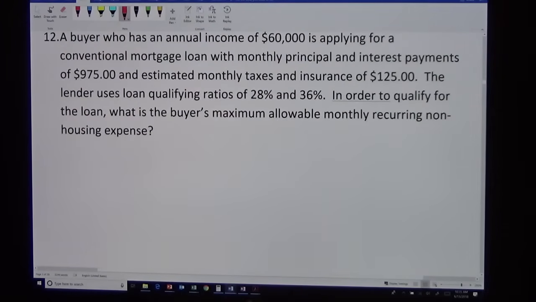Number 12, it says a buyer who has an annual income of $60,000 is applying for a conventional mortgage loan with monthly principal and interest payments of $975 and estimated monthly taxes and insurance of $125. The lender uses loan qualifying ratios of 28 and 36%. In order to qualify for the loan, what's the buyer's maximum allowable monthly recurring non-housing expense? Find the question. What is the buyer's maximum allowable non-housing? Non-housing equals debt. They want to know how much debt this buyer can afford.